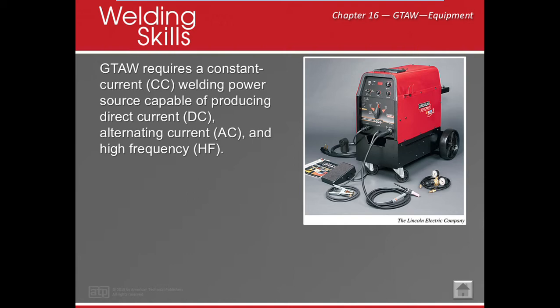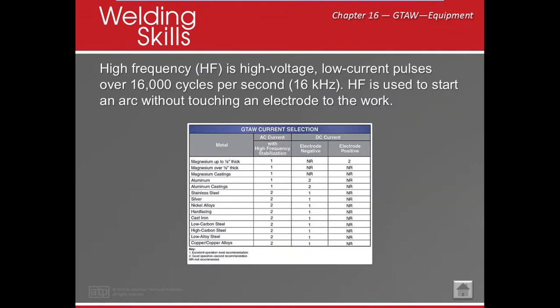Okay. Now, we also use what is called high frequency. High frequency is used for a couple of different things. High frequency allows us to start the arc without touching the tungsten to the workpiece and possibly contaminating it. And the other thing is, it keeps the arc going when we run AC.